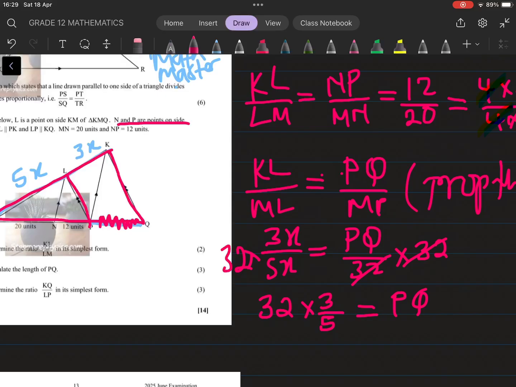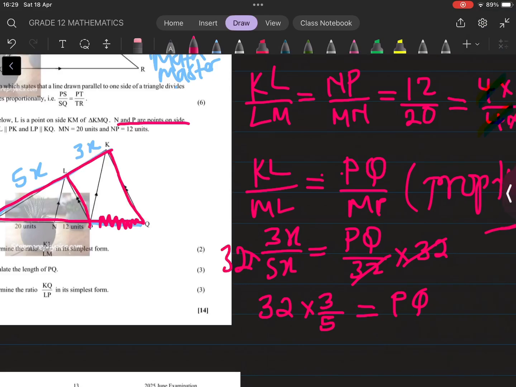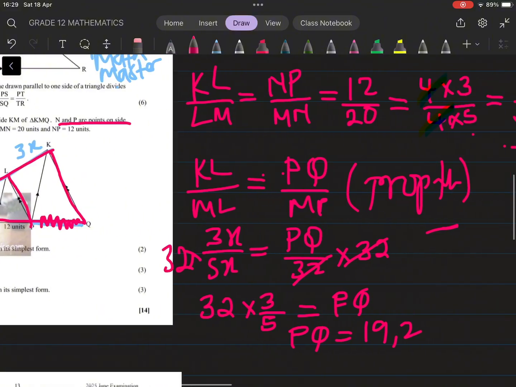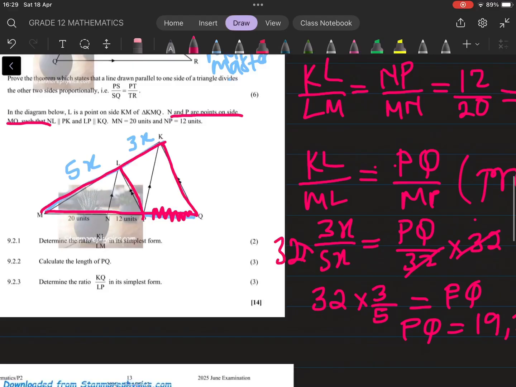Now let's press our calculator and see what we are going to get. 32 multiplied by 3 over 5, we get 19,2. That is 19,2 units. That's correct.